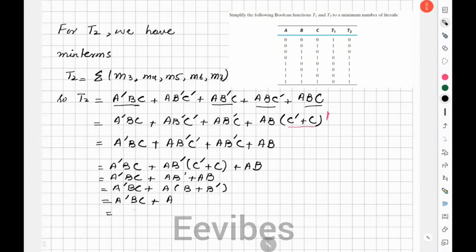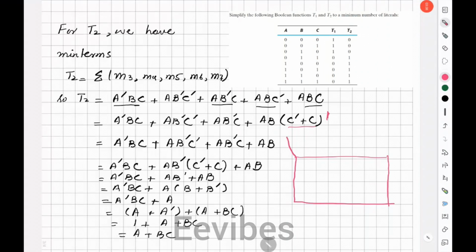And finally we will apply the distributive law, according to which we will take A plus A complement separately while we are left with this. And finally you can see we have the simplified expression that is equal to A plus BC.